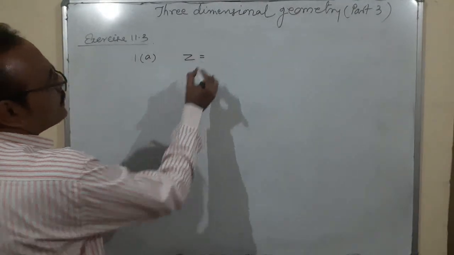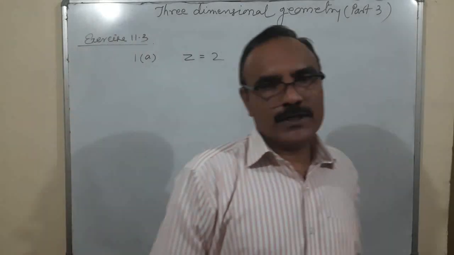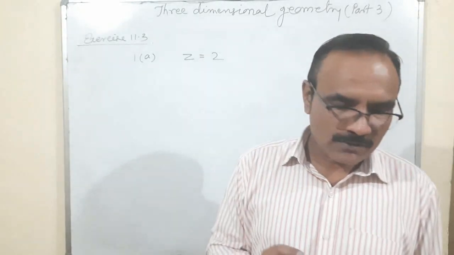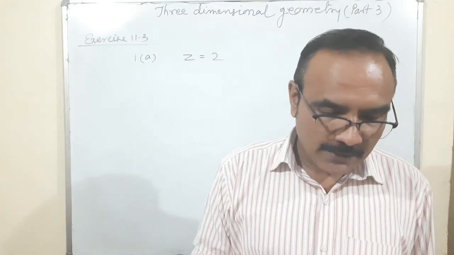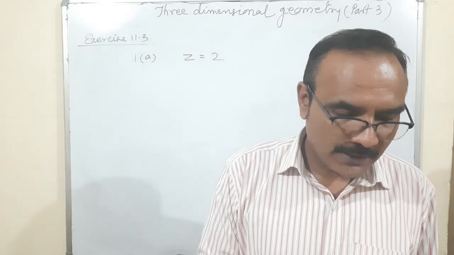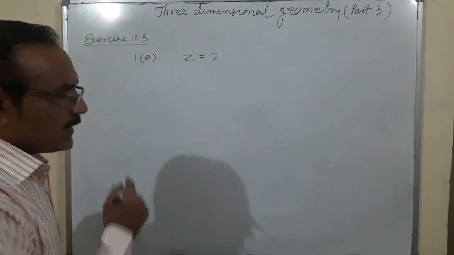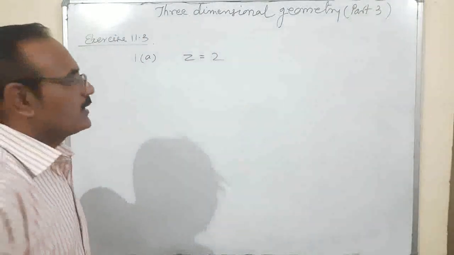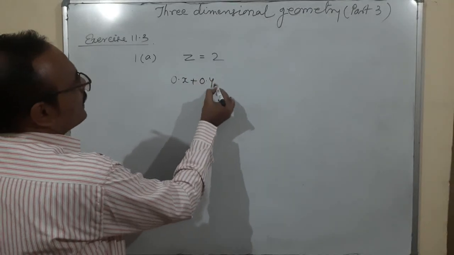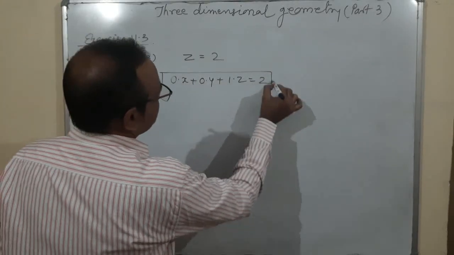Z is equal to 2. Sorry. Many students are very much confused when this type of plane condition comes, so not to worry about that. Let us solve. Determine the direction cosines of the normal of the plane and the distance from the origin. First, we have to convert into the standard form. The standard form is 0 into x plus 0 into y plus 1 into z is equal to 2. This is the equation of the plane.